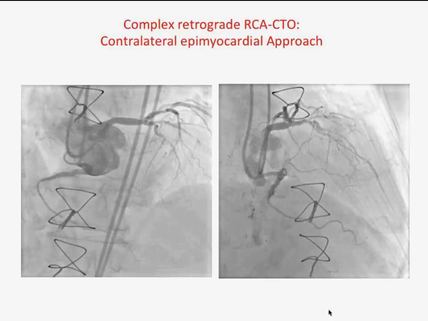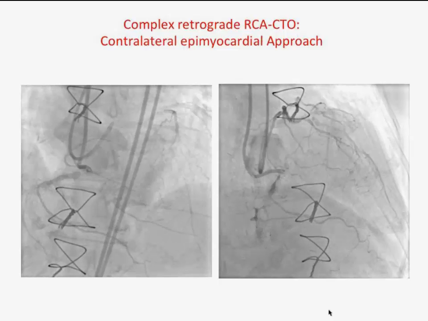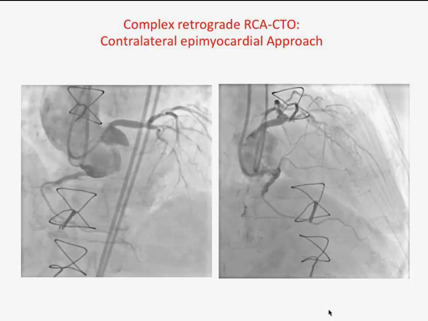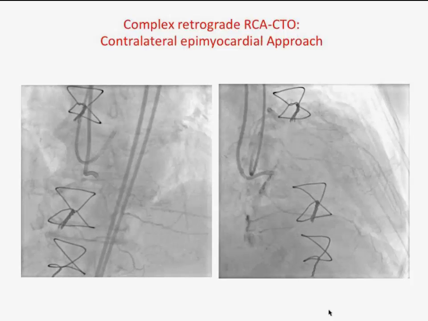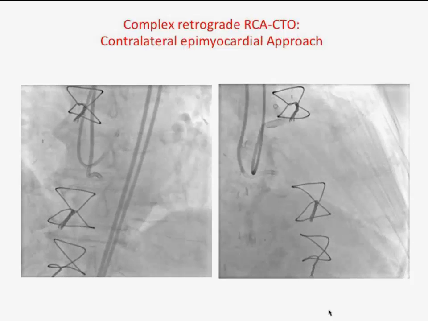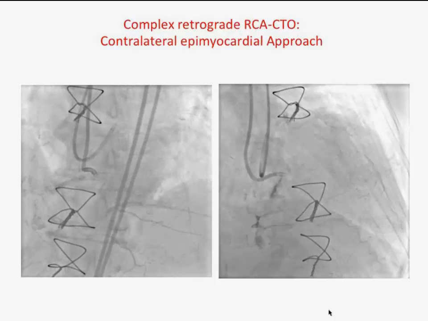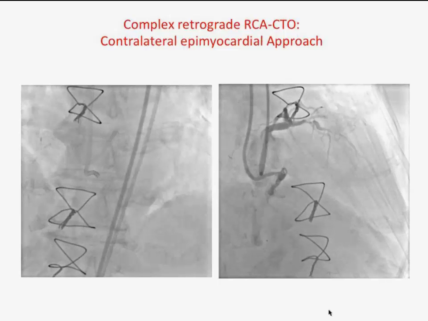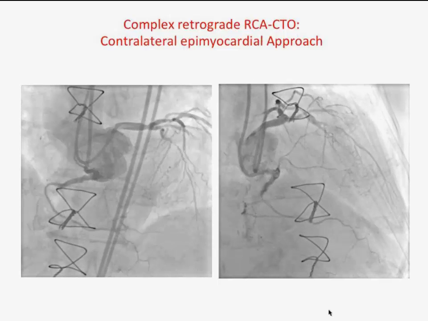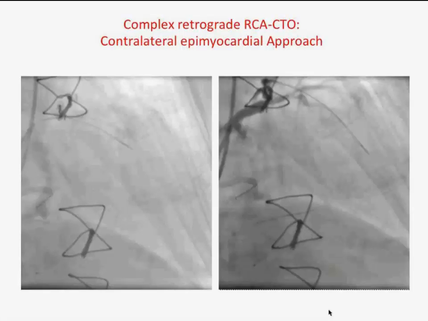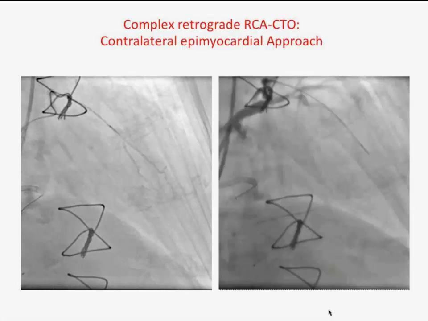I was thinking about this case, should I do it or not? Because as you can see here, it's a huge amount of calcium. So it's impossible for me to do antegrade. I don't know if you're happy with this case, also with the secondary entry. But what I did is I checked the retrograde pathway.